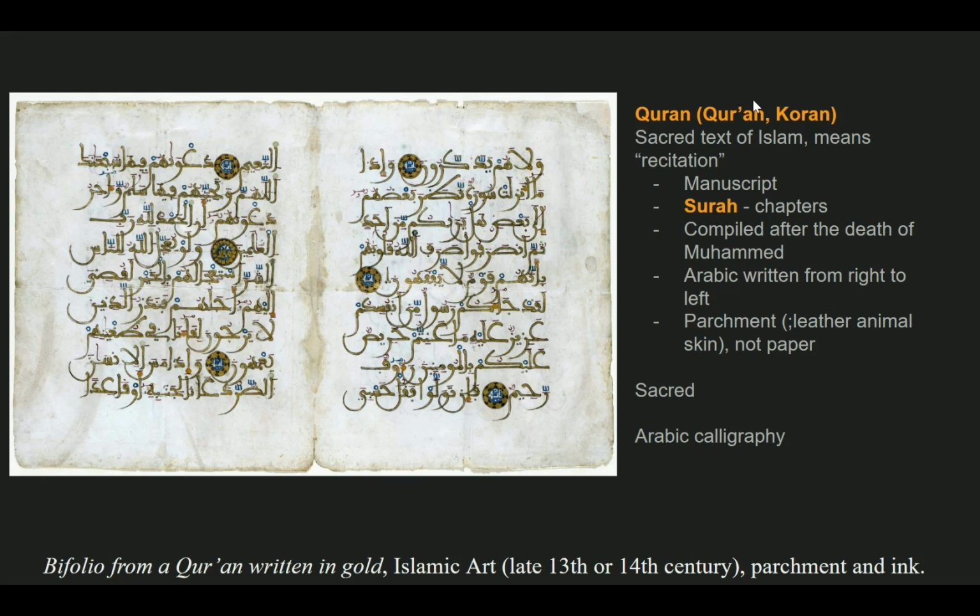The Quran is the most sacred text of Islam. It means recitation, spelled several ways. And so the different chapters are called surahs. Now these words were compiled after the death of Muhammad, and so it's extremely sacred. This is the word of God. Now Arabic is written from right to left, so the opposite of English.